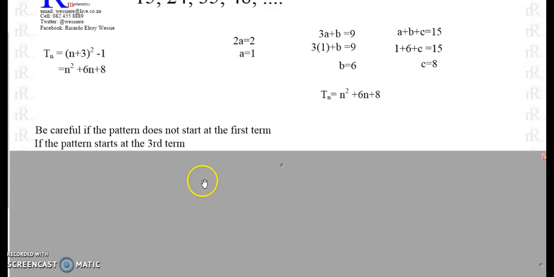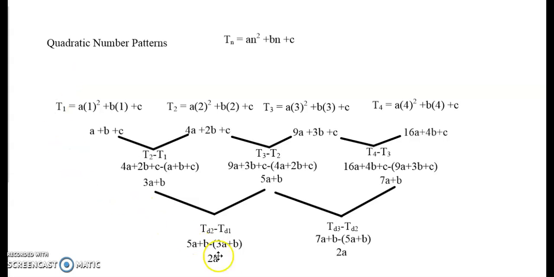To conclude, I say the following. Be careful if the pattern does not start at the first term. Remember, when it was the first term, all this information was used. If it's going to be the second term, all this information will be used. If it's the third term, this information will be used.